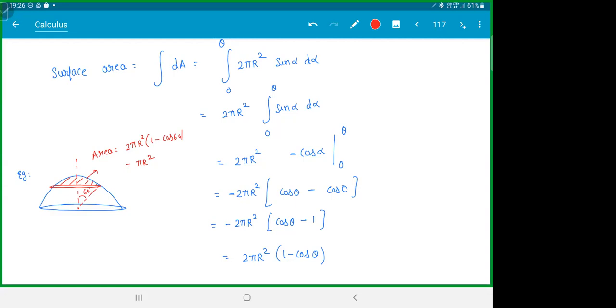Clear? Please check any doubts on this. Clear? Next one. This is another important shape. Turn the page. I hope all are clear with this.